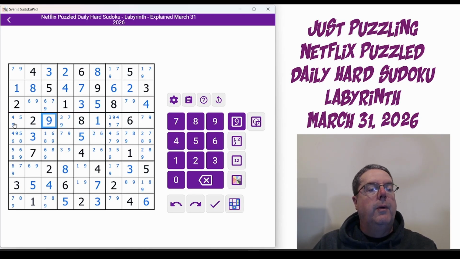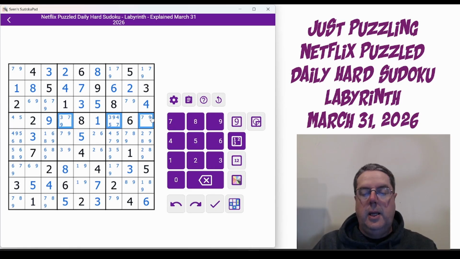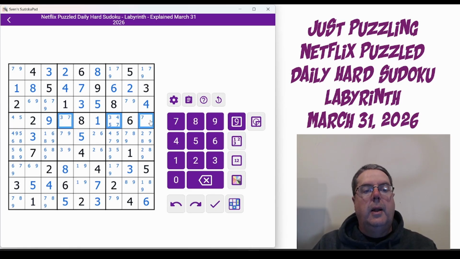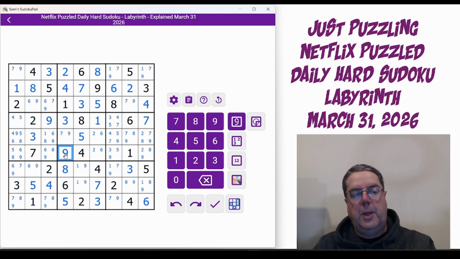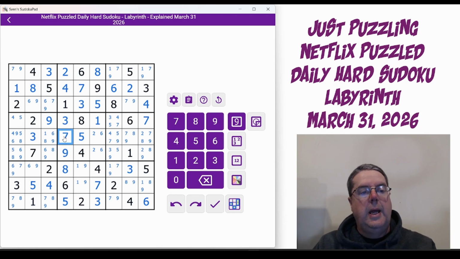So we will get rid of the 9 from here, here, here, and here. So that's a 9 there. That leaves this as a 7. This can't be a 7, so it's got to be a 3. 3 can't be here, so it's got to be a 9, leaving this to be a 7 here.